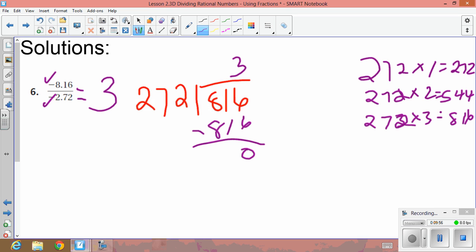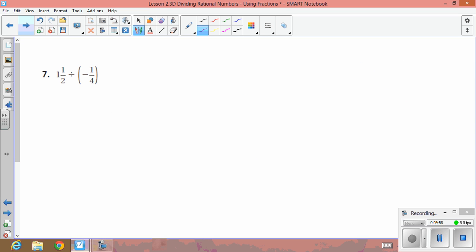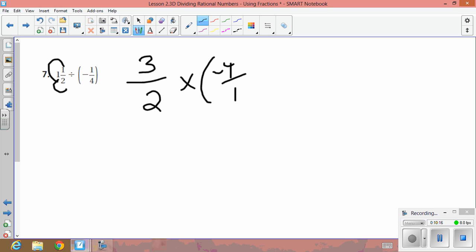Let's take a look at the last example. We're going to take 1 and 1/2 and divide it by negative 1/4. So let's make these improper. 2 times 1 is 2, plus 1 is 3 over 2 times the reciprocal. Okay, I know the numbers are small, cross-reducing is not a big issue, but 2 and negative 4 share a factor of 2, so 2 divided by 2 is 1, and negative 4 divided by 2 is negative 2.